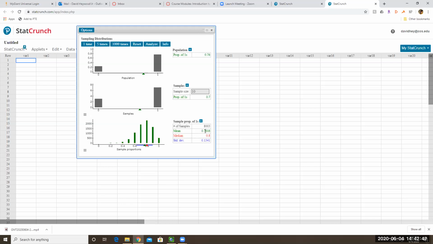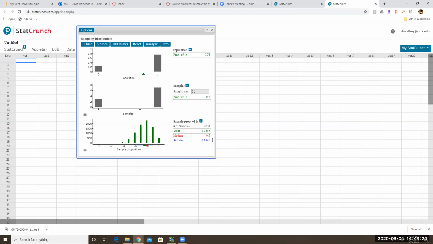But notice that the mean of these sample proportions is about 0.76, which is the same as the population proportion we started with. And the standard deviation of the sample proportions, well, it's a little bit more difficult to see what's going on there. But if you were to multiply 0.76 times 0.14 and then divide by 10, and take the square root of that, you would get something close to that standard deviation.